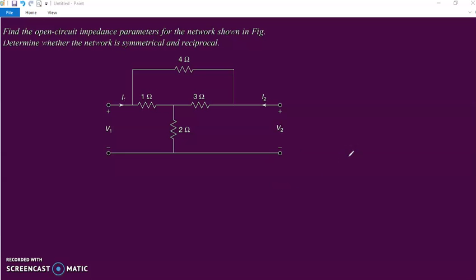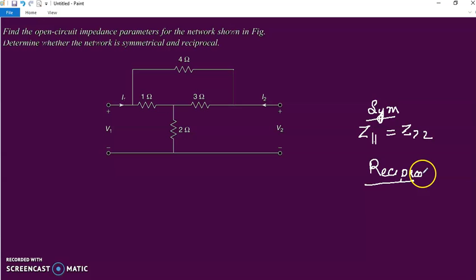Symmetrical, we have already learned the property of symmetry, and the final result was that for a system to be symmetric, Z11 should be equal to Z22. That is the condition for symmetry. And for a system to be reciprocal, Z12 should be equal to Z21. So first of all, we have to find the Z parameters and then we have to verify these two conditions.